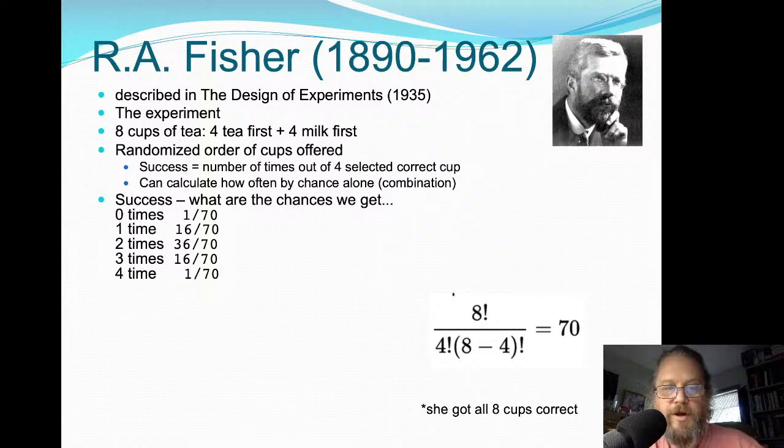Okay, so success is to guess the number of times out of 4, right? How many times do you get corrected? The whole experiment, there's 8, so she had 8 possible different cups to sip from. And by the way, she got all 8 cups correct. So you can figure out what's the likelihood of that outcome simply by chance alone.